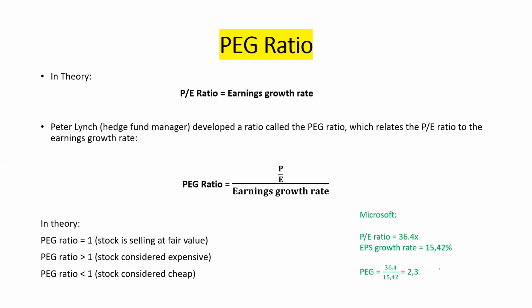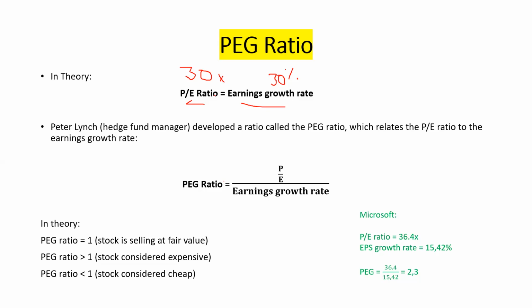And this brings us to another important ratio that we must talk about, called the PEG ratio. This is the ratio that takes the PE ratio and relates it to the earnings growth rate. It was developed by Peter Lynch, who is a legendary hedge fund manager. So in theory, he says that the PE ratio should be equal to the earnings growth rate, as you see from this equation. So if the earnings growth rate is at 30%, then the PE ratio must be 30 times. If the earnings growth rate is at 10%, then the PE ratio should be 10 times.